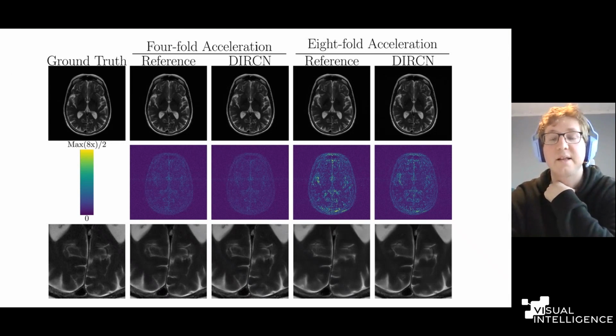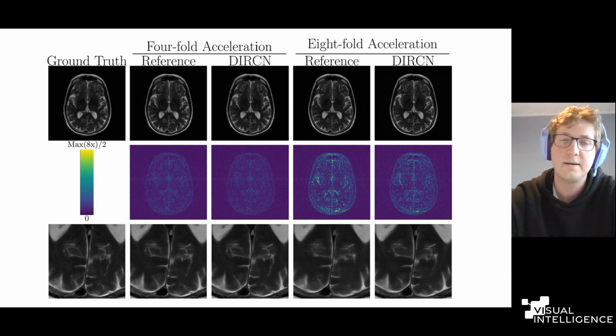And here's another example where we plotted the single image, the ground truth, with the reference and the proposed model for fourfold and eightfold acceleration. And if you look at the middle row, you can see the absolute distance between the ground truth and the proposed models. And in general, the proposed one had better reconstructions and had a smaller error.